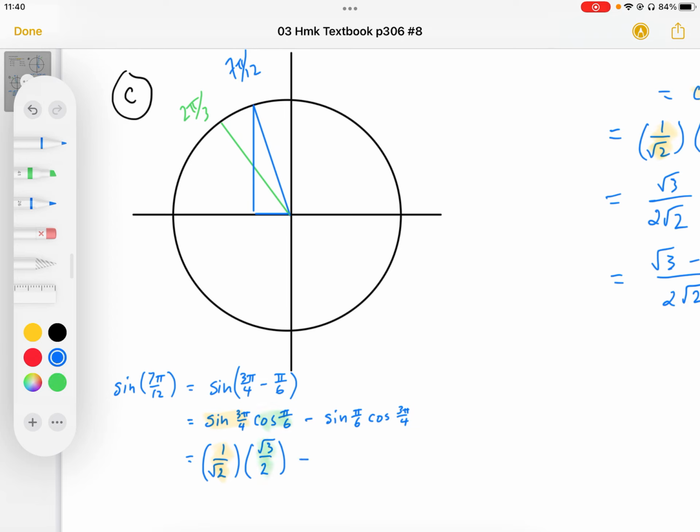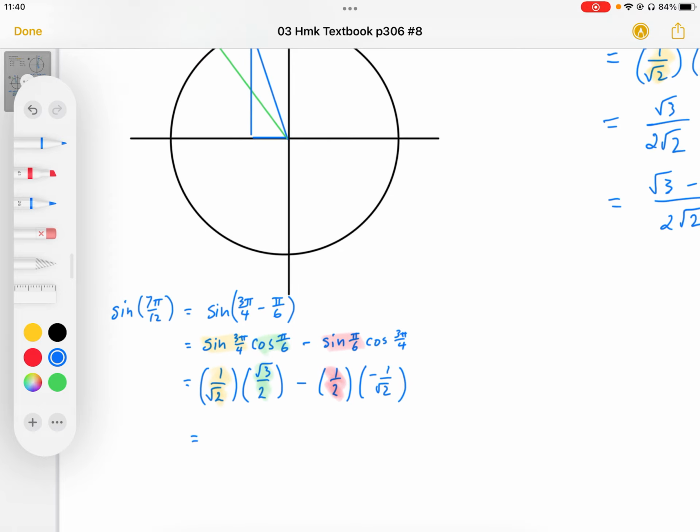Okay, and then minus sine of pi over 6, well, the long side is horizontal, so the short side is vertical. Okay, I'm just going to mark that off. So that comes from here. And then cosine of 3 pi over 4, well, that's 45 degrees or 135 degrees, so it's in quadrant 2. So cosine is going to be negative in that quadrant. Okay, so then we work this out.